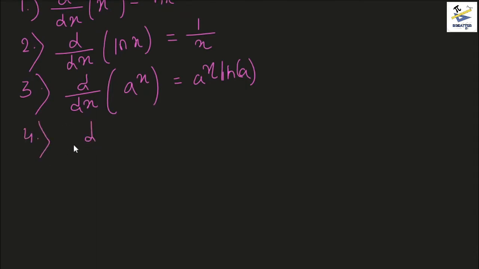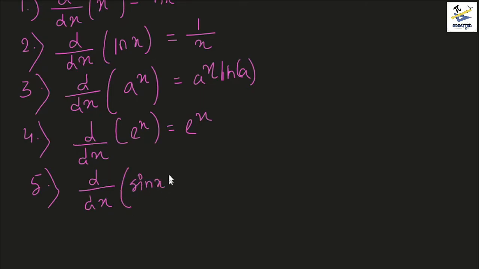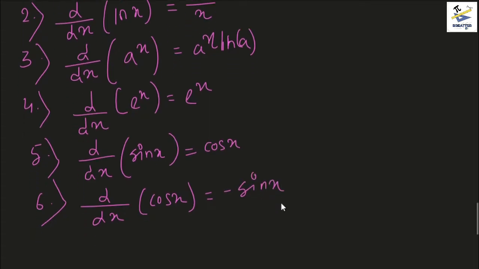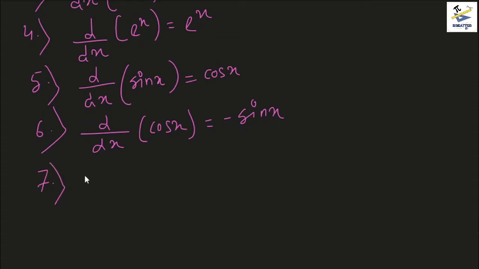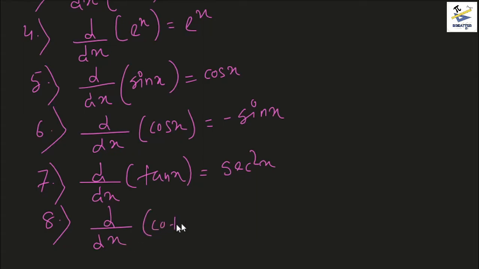Number 4. Is a to the power x. Number 5. Number 6. Of tan x is basically equals to sec square x. Number 8. d dx of cot x would be equal to minus cosec square x.